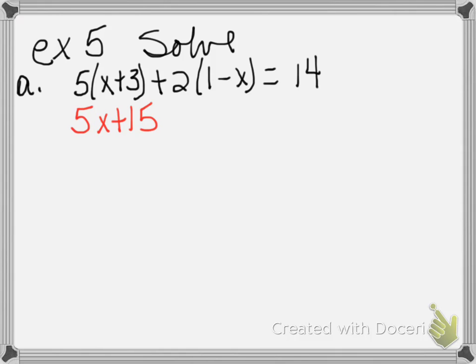In example 5, the first thing we're going to have to do is the distributive property. So we have to multiply 5 times everything in that parentheses, and then we multiply 2 times everything in the second parentheses.